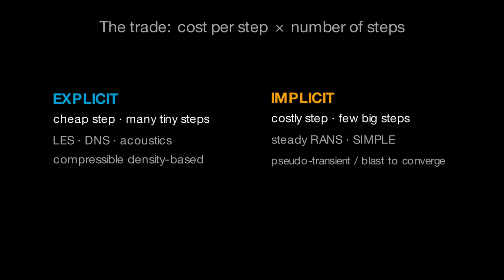Resolving fine, fast physics, large eddy or direct simulation, acoustics, a compressible density-based solver, you already need a tiny step for accuracy. Explicit's stability ceiling isn't the binding constraint, and you skip the matrix solve entirely. One honest caveat, and you already saw it. Implicit's unconditional stability buys you stability, not accuracy. Take a giant step and the answer stays bounded, but it smears the very physics you were trying to capture. Stable is not the same as right. That's all for this video.